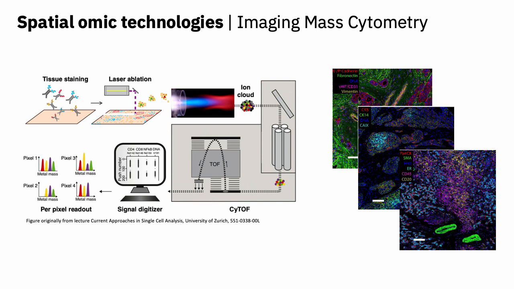And one of those spatial omics technologies is imaging mass cytometry, in which a tissue sample is stained with an antibody panel, and then a laser ablates the tissue sample pixel by pixel, and the ablated particles are subjected to a CyTOF measurement. This results in these images here on the right hand side that quantify the spatial distribution of the protein abundances.